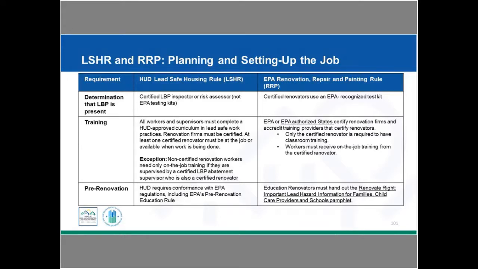EPA allows the certified renovator to use a test kit. I don't know if you've ever seen them, but they're sort of like a little tube that is snapped. It releases a liquid or gel. It gets dabbed on the surface, and it will turn a color indicating whether that surface includes lead or not. That is not an acceptable testing to determine whether lead-based paint is present, and so the Lead Safe Housing Rule requires that we have a certified paint inspector or risk assessor.